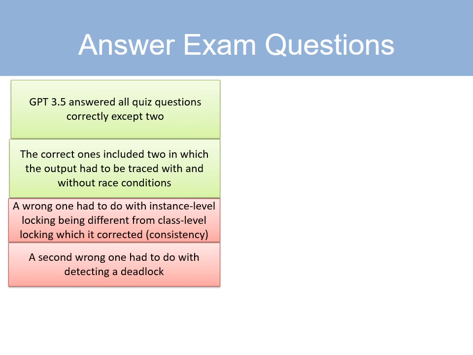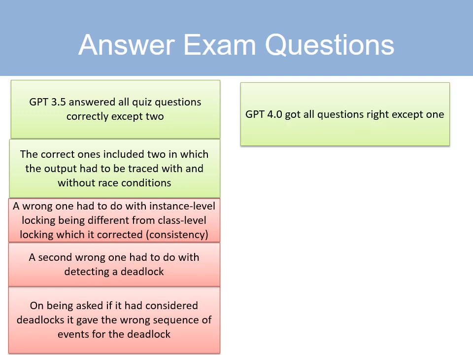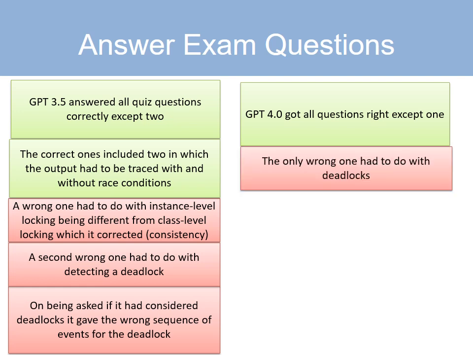The second one had to do with detecting a deadlock. I hadn't taught deadlocks in my class, but I just thought I'd try it out and see what students do. I told it, hey, did you realize that you could have a deadlock there? It said, yeah, I got it. And then it gave me the wrong sequence of events that led to the deadlock. 4.0 got all questions right except one. It did not get the deadlock question right.